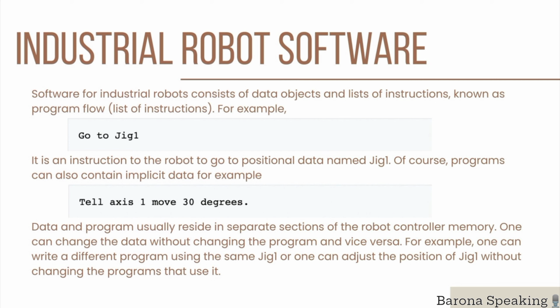Data and program usually reside in separate sections of the robot controller memory. One can change the data without changing the program and vice versa. For example, one can write a different program using the same jig 1, or one can adjust the position of jig 1 without changing the programs that used it.